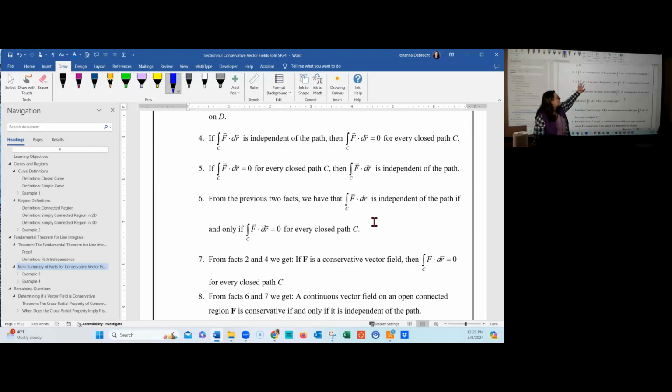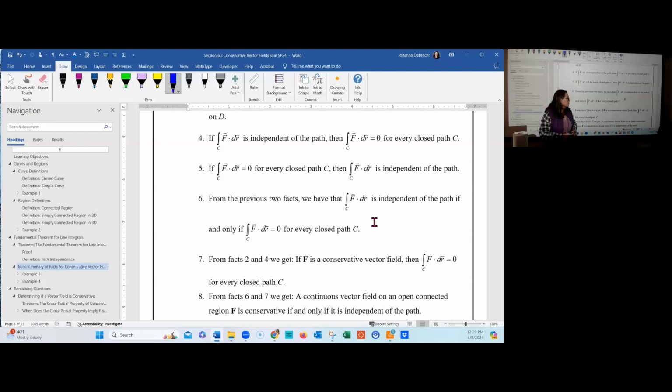Item 5 reverses the sense of item 4. We switch the if and then parts. This is called the converse. When we're looking at item 5, it says if f dot dr equals 0 for every closed path, then it must be path independent. But remember, path independence does not imply conservative. To get conservative, we need path independence plus continuous, open, connected domain.